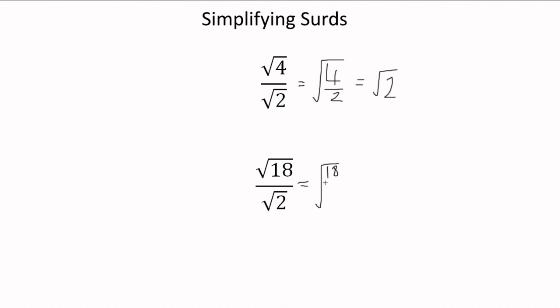So we got 18 divided by 2, and that is equal to root 9. And we know root 9 is equal to 3, so we can just simplify it out to be that. And that's basically it for that kind of thing.